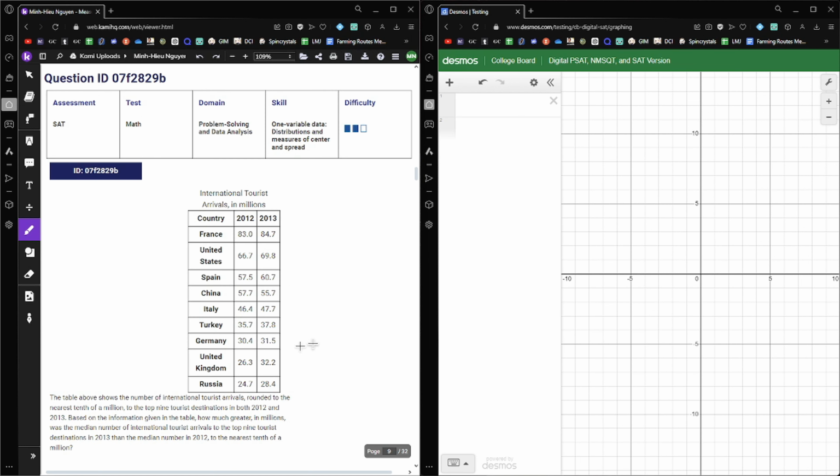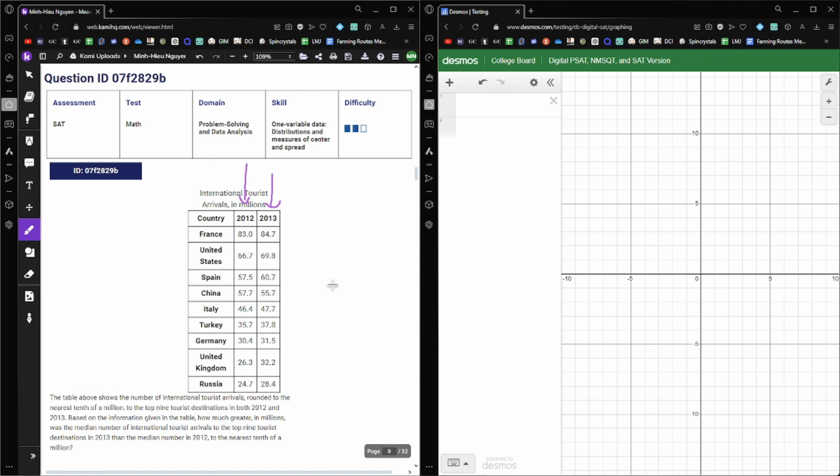Question number 9. The table above shows the... Okay, that's so many words, I'm skipping that. Based on the information given in the table, how much greater in millions was the median number of international tourist arrivals to the top 9 tourist destinations in 2013 than the median number in 2012 to the nearest tenth of a million? So here, all they're asking you is to compare the median of this column right here to this column.